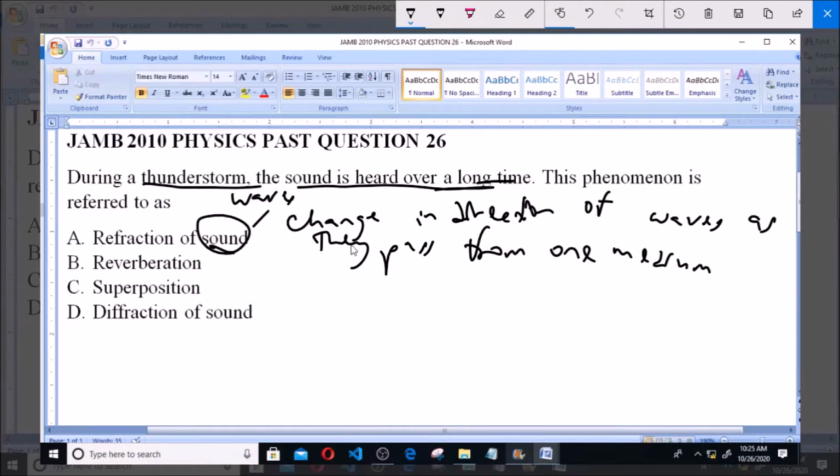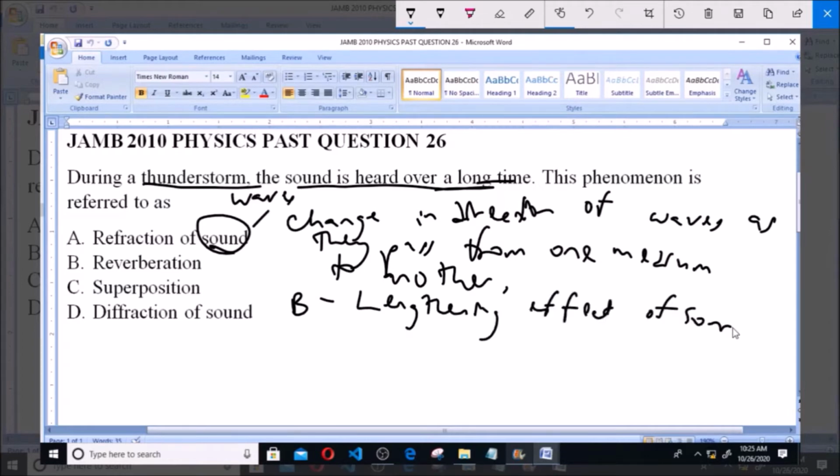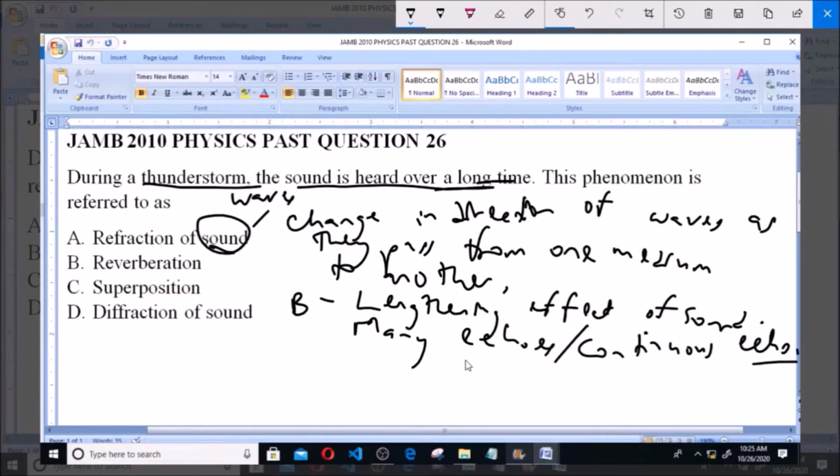Now option B says reverberation of sound. Now reverberation refers to the lengthening effect of sound. Okay, this is usually due to many echoes or continuous echo. So this is reverberation, and of course echo is reflection of sound.